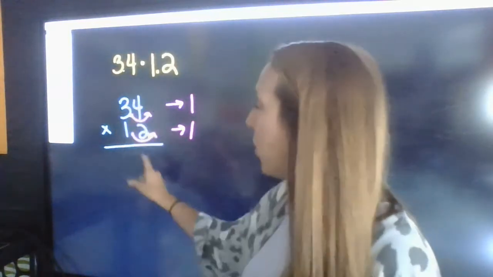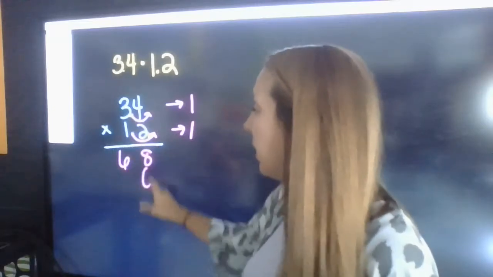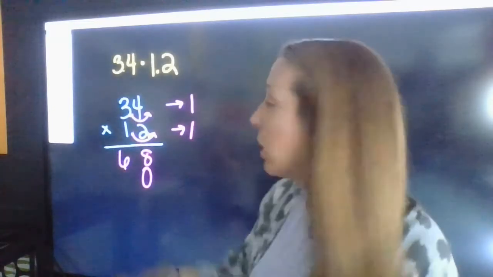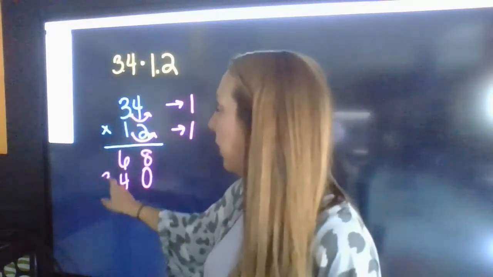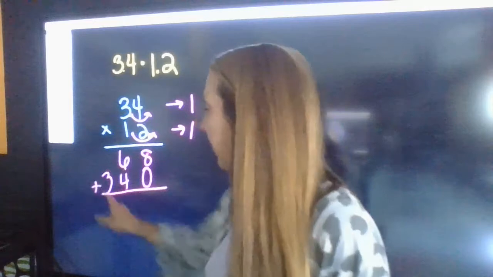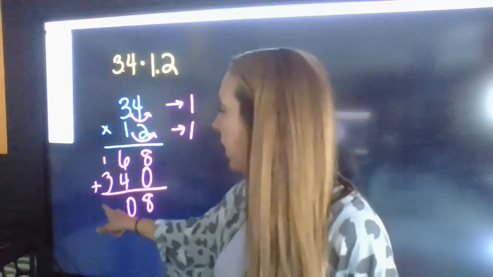So 2 times 4 is 8. 2 times 3 is 6. We're going to put a 0 here for that place value holder. And then we're going to say 1 times 4 is 4. 1 times 3 is 3. Then we're going to add these up. That gives us 8. 6 and 4 is 10. Carry the 1. That gives us 4.